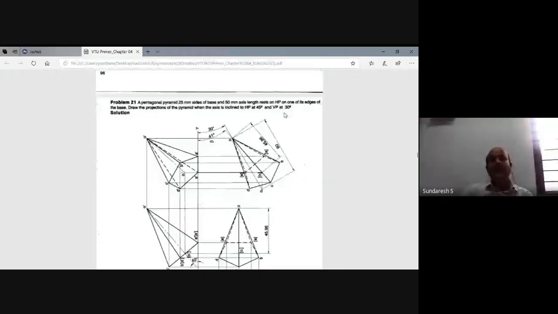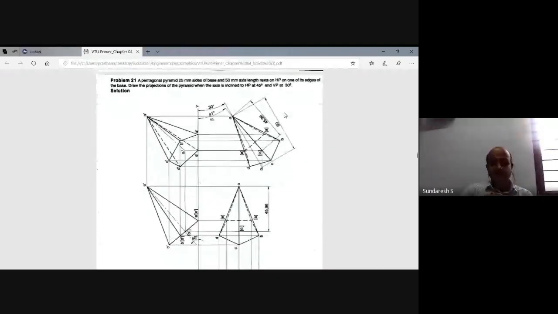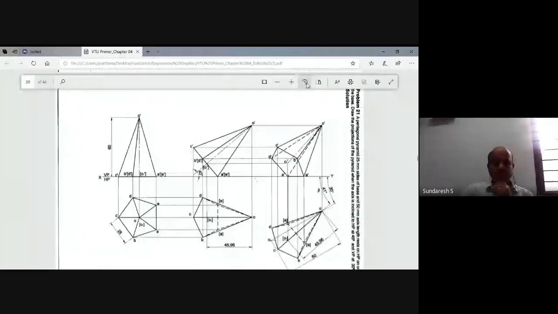Okay. So this is the problem they have given, and we are going to look at how to do the projection of this. Now we have a pyramid which is resting on HP on one of its edges of the base. In the top view, you can see the true shape and true size of the base of the pyramid. Therefore, we are going to start with the top view.